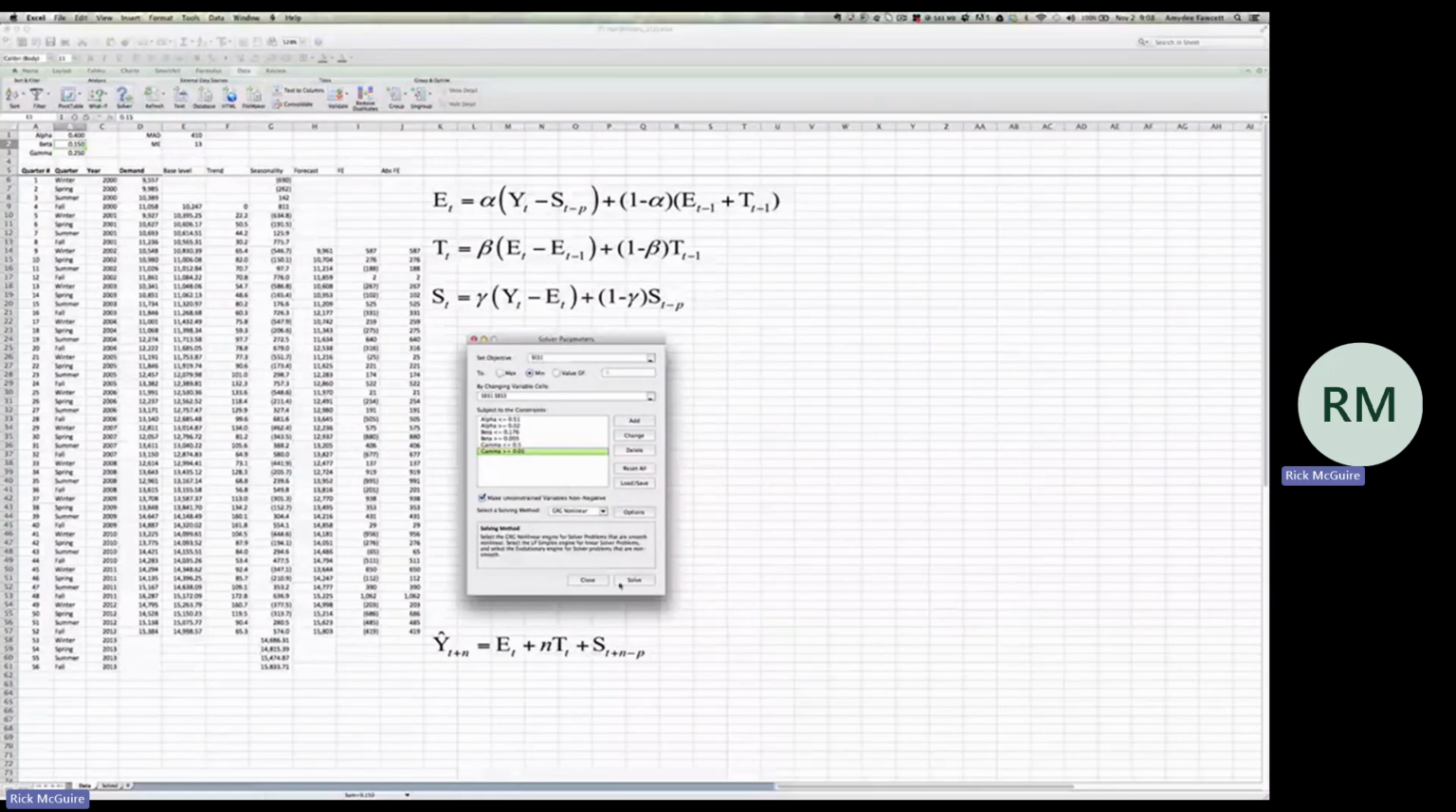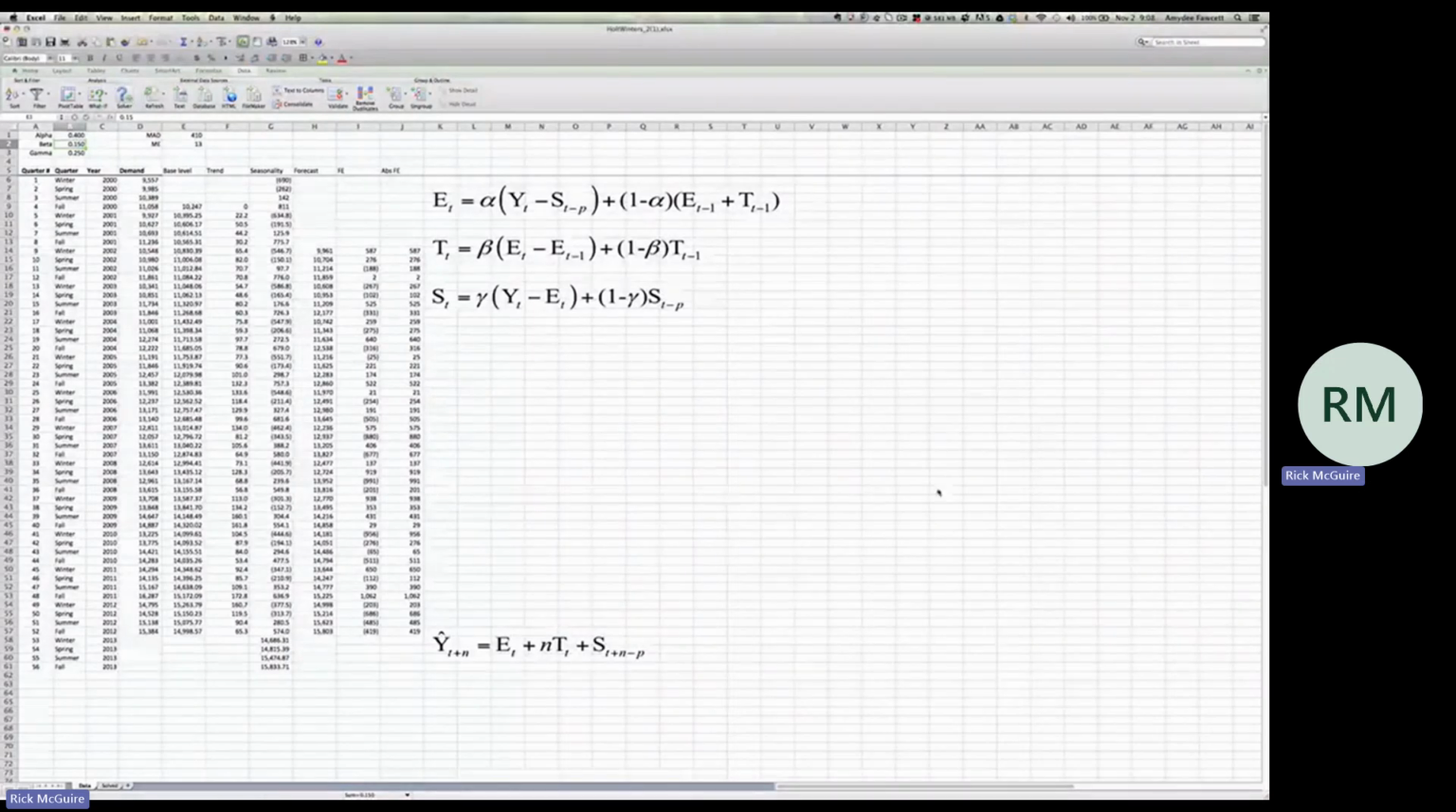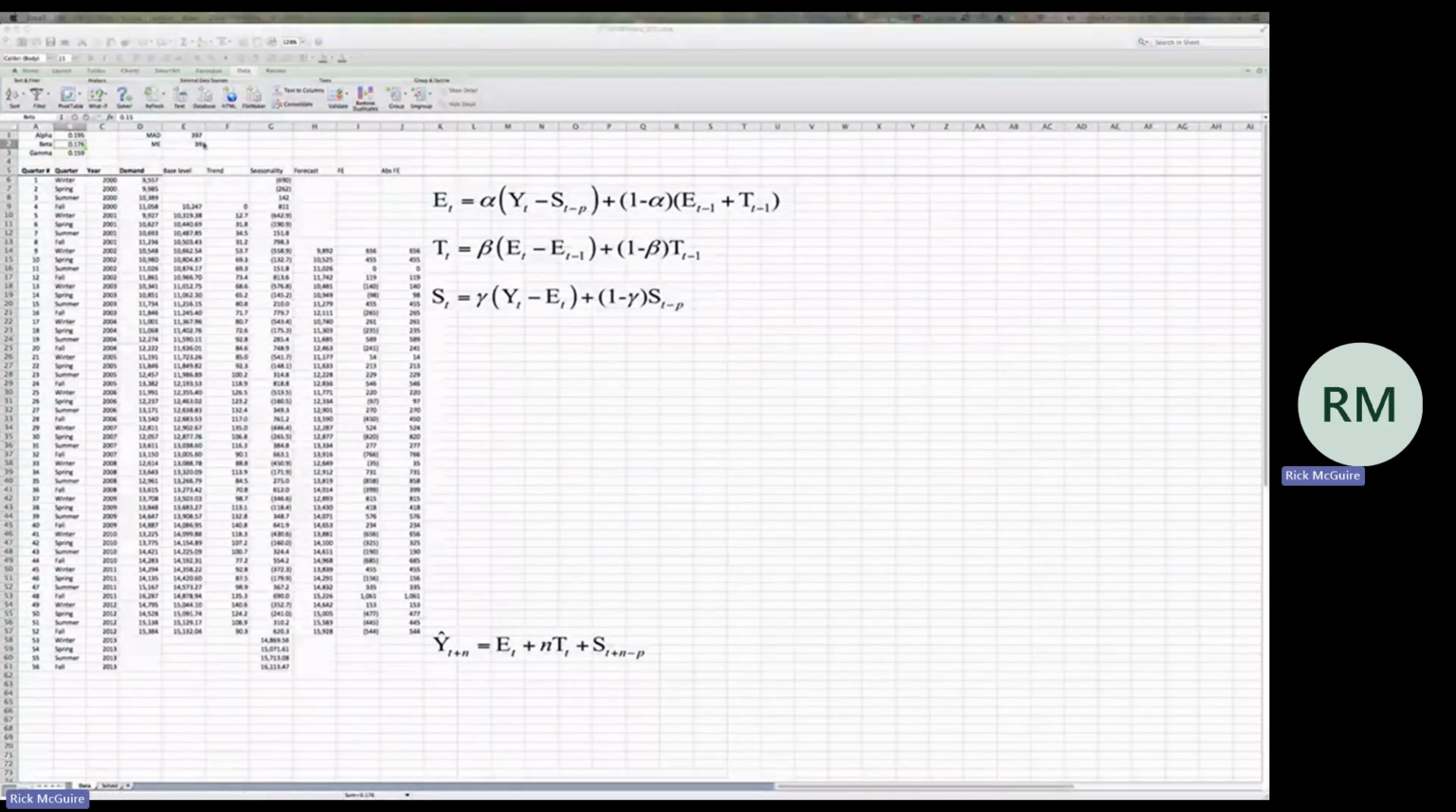So I've implemented those values as constraints down here, as you can see. And now if I click on Solve, what Excel will do is it will find those specific values of alpha, beta, and gamma that will truly minimize forecast errors or maximize forecast accuracy. In this case, in terms of the mean absolute deviation.